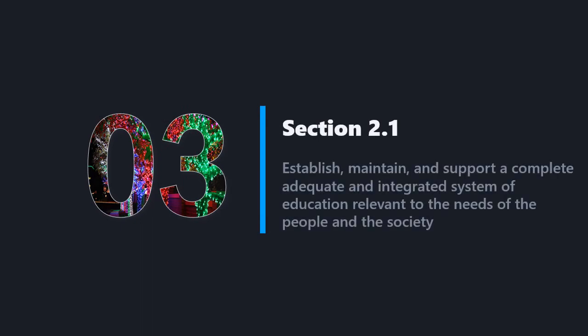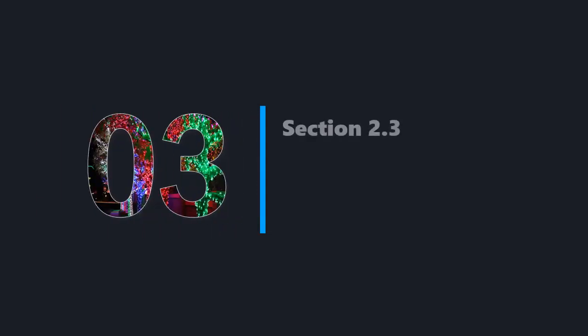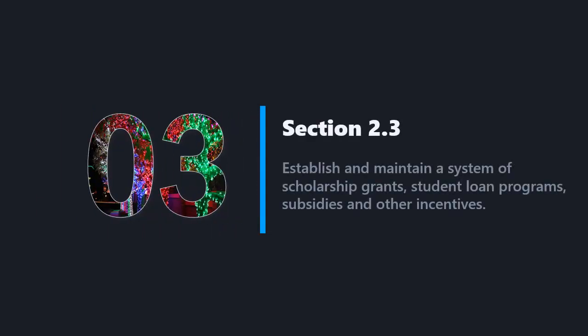Section 2.1 Establish, maintain, and support a complete, adequate, and integrated system of education relevant to the needs of the people and the society. Section 2.2 Establish and maintain a system of free public education in the elementary and high school level. And Section 2.3 Establish and maintain a system of scholarship grants, students' loan programs, subsidies, and other incentives.